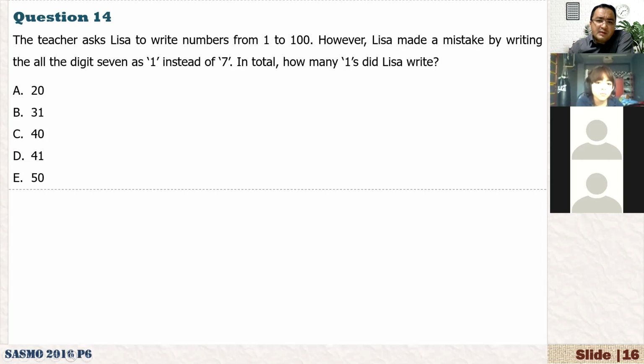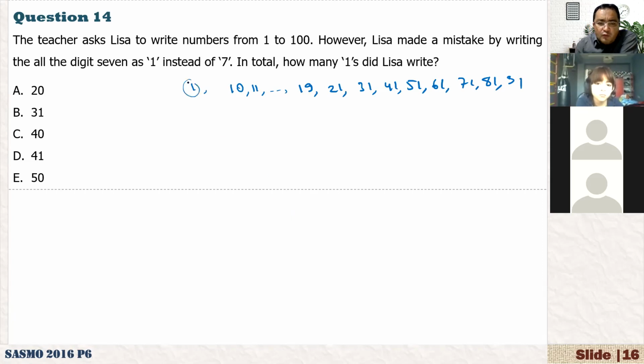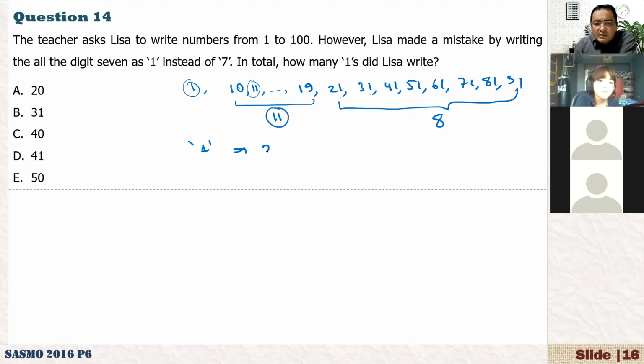Okay. First, when he doesn't make a mistake, we need to count ones, right? For example, let's say if I just write 1, here we have 1, and here we have 11, right? For example, let me just write 10, 11, and until here we have 19, and here we have 21, and 31, and 41, 51, 61, 71, 81, 91, right? How many ones do we have here? From 1 to 9, here we have only 1. From 10 to 19, here we have 10 ones, and 11, we have 2 ones. So here we have 11 ones here. And here from 21, 31, 41, we have 1 one each. So how many here? We have 8. So altogether 11 plus 8 plus 1. So here we have the number of ones. It is how many? It is 20.